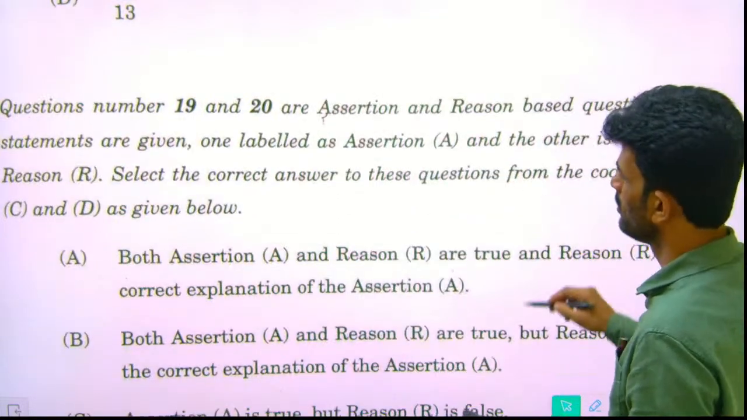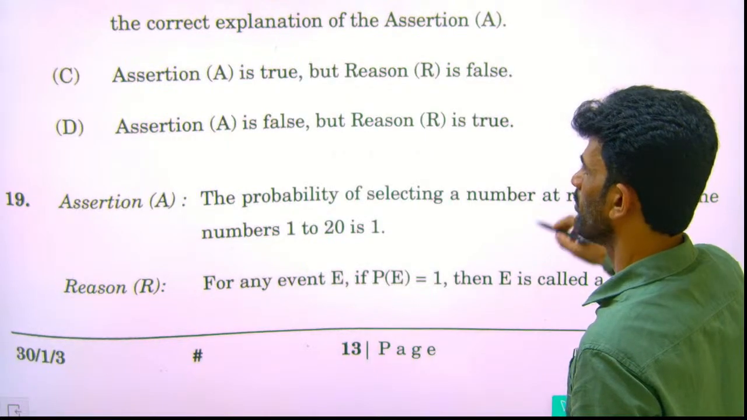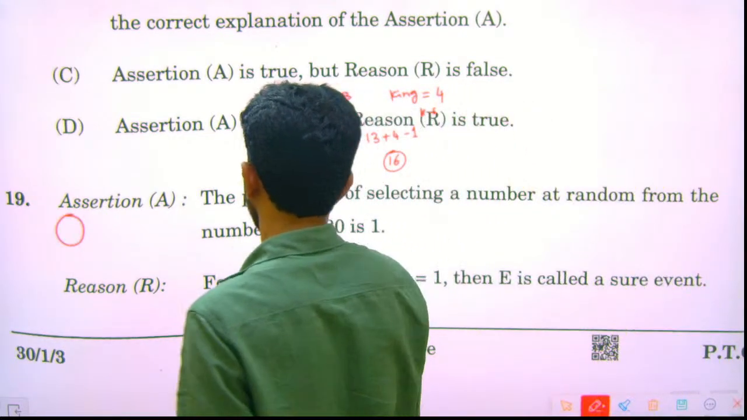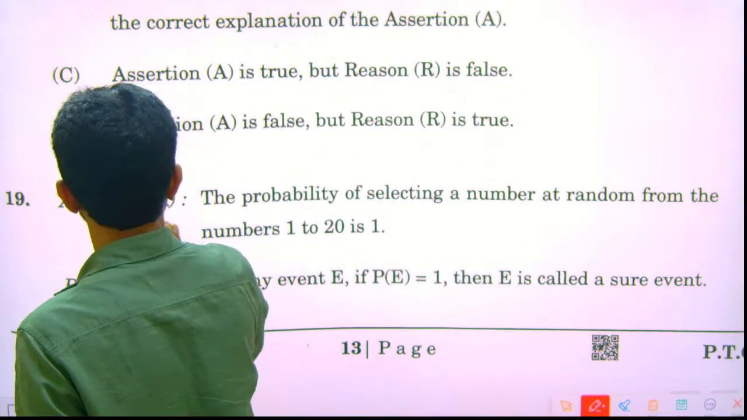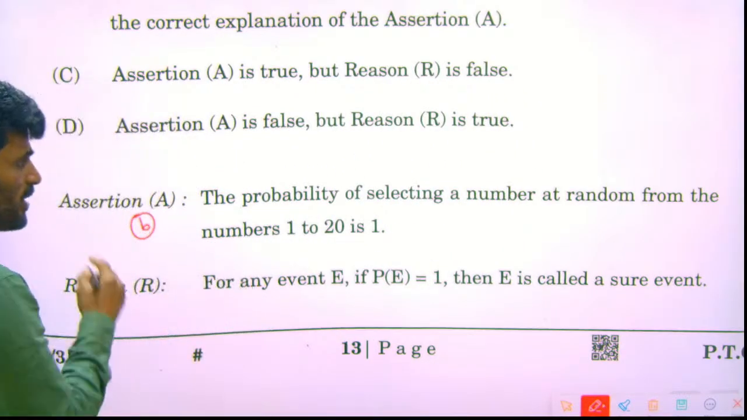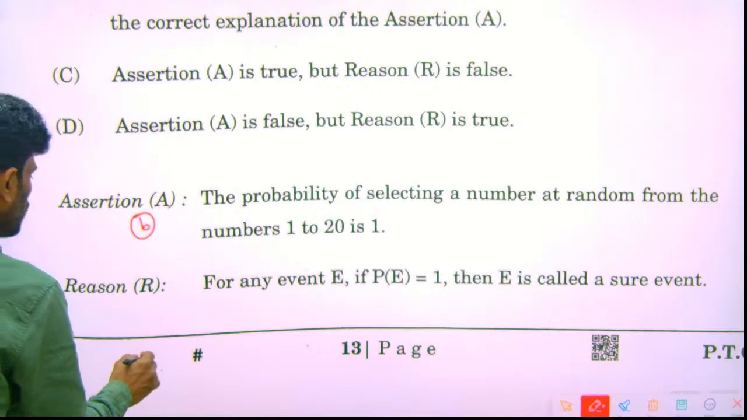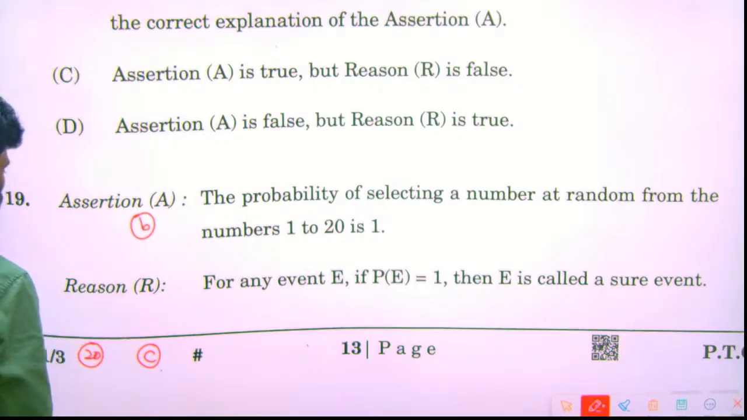Now assertion and reasoning are the same as before. Question number 19 is option B. Question number 20 is not here, but previously we have done it. Question number 20, assertion is true, reason is false, that is C. Question number 20 is option C.